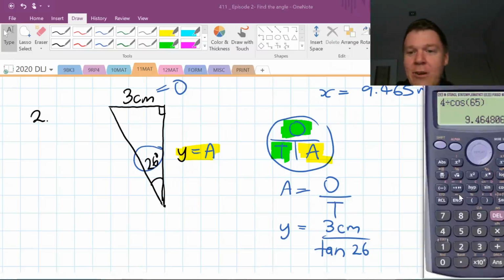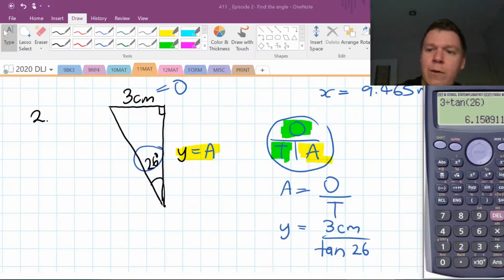Let's chuck that in our calculator. 3 divided by tan 26, close bracket. Sometimes you can have complications if you forget to close your bracket off. So I just always close it off, even though it probably wouldn't matter. 6.1509, so we're going to round that 9 up to a 1, so 6.151.